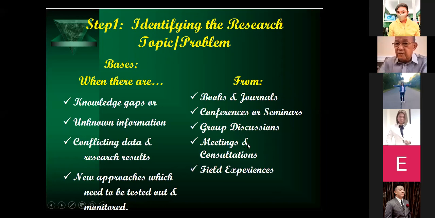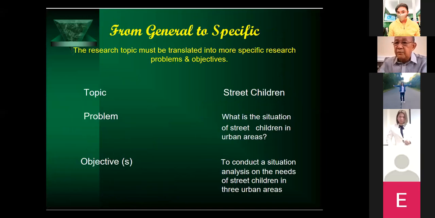How do we start the process of identifying a research problem? Ito po, ganito yung topic natin. The research topic must be translated into a more specific research problem. So you begin by identifying a research topic. For example, in this example, the researcher is interested in investigating the state of street children in urban areas. Now you may want to make some delimitations. What actually is the problem that you want to answer? So the problem could be, what is the situation of street children in urban areas?